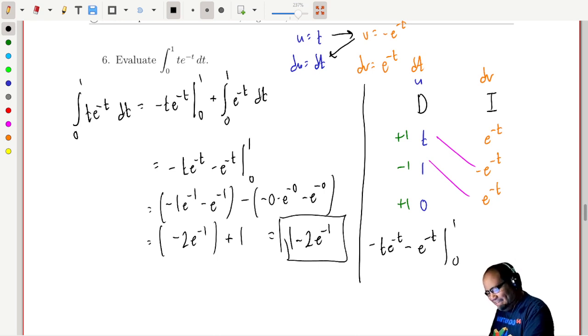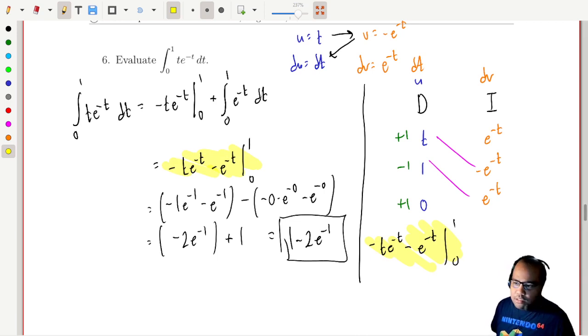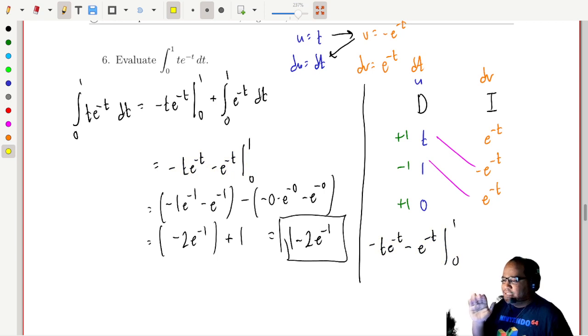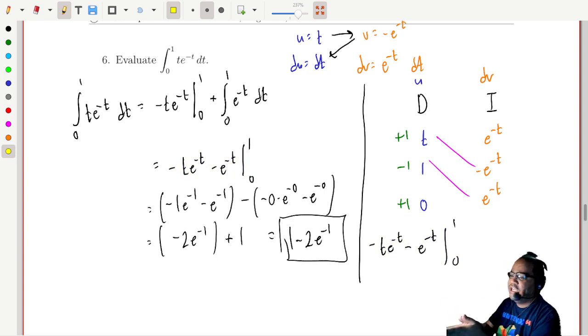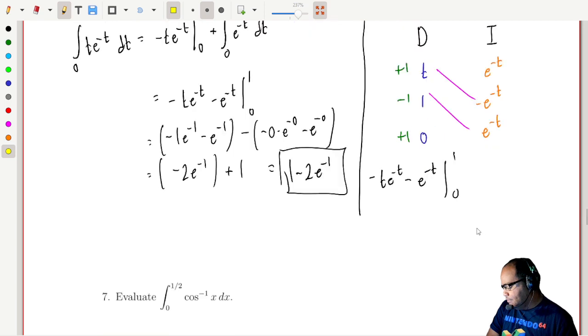I got the same thing, right? Check it out. This thing here is exactly this thing here. Pretty neat, huh? I'll warn you, for the DI method, use this as a shorthand when you're integrating a polynomial against a sine, cosine, or an exponential. You can kind of use it to help you organize your integration by parts.